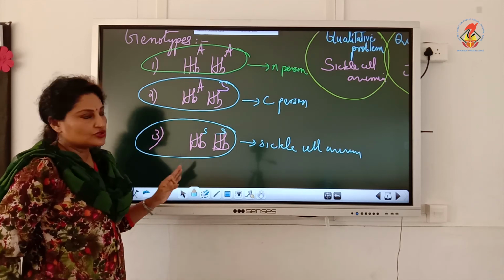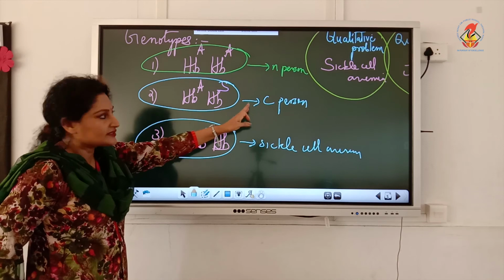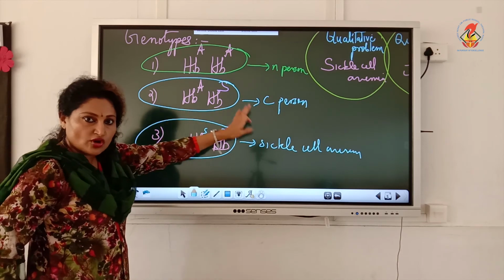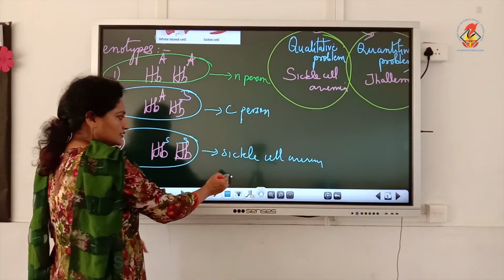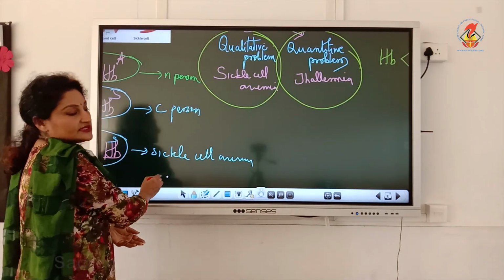Clear? The 3 genotypes: HBA-HBA indicating normal person, HBA-HBS, it's also normal but carrier, and HBS-HBS, the third genotype, that person has sickle cell anemia.